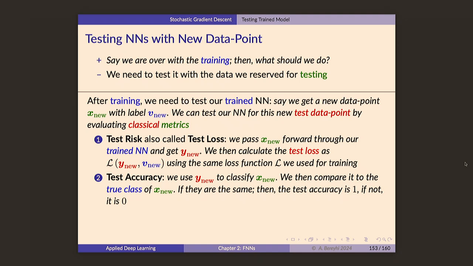Now, what are these two? So test risk is simply this: you take your loss function, you check the output of your neural network, you compare it to the true label using the loss function you used to do the training, and you write down that value. This is the test loss. And then you have test accuracy. And what is that test accuracy?